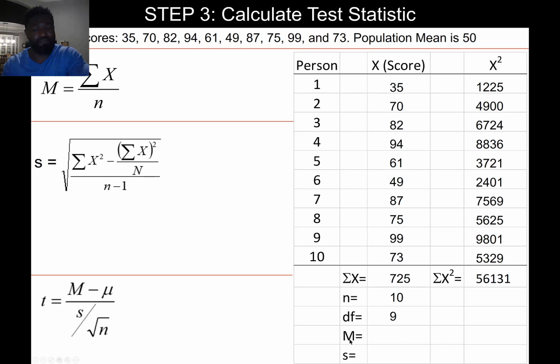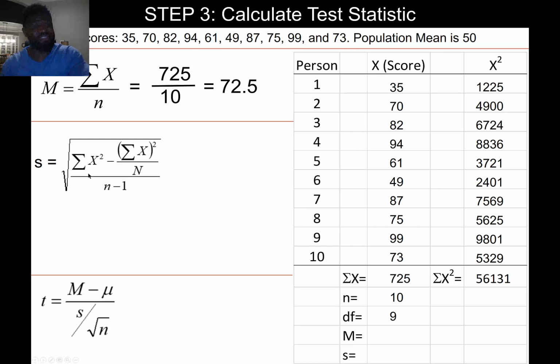We still need to get the mean and the standard deviation, and here are our formulas for them. But we have all the pieces we need to get them. The promised land is way down here, so we got to get these two things first so we can get this thing. The mean is going to be super easy to get. It's literally going to equal the sum of all the x's, which is 725, and we're going to divide that by n, which is 10. 725 divided by 10, you don't need a calculator for that, it's going to be 72.5. Easy peasy.